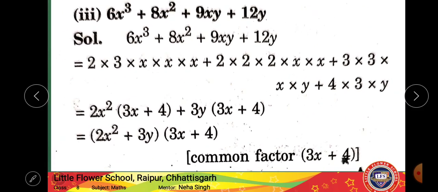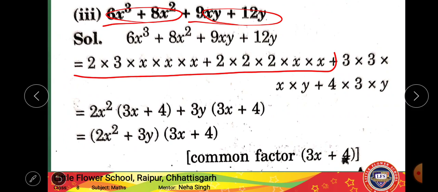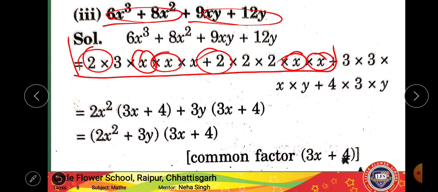See, second question also same method, right? We'll group these 2 terms and these 2 terms, right? See, when we are talking about these 2 terms, 2 can be taken common, x can be taken common, and one more x can be taken common. So 2x square, right? What are we left with? 3x and plus 4, right?